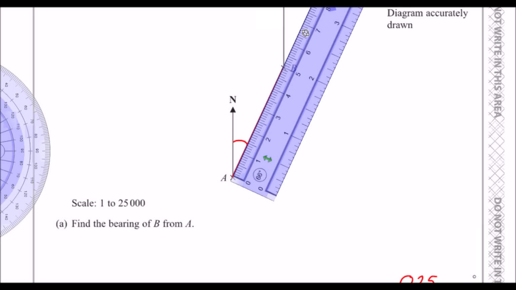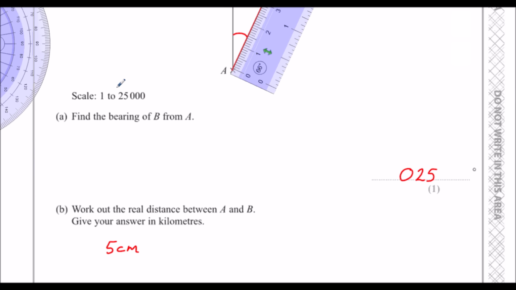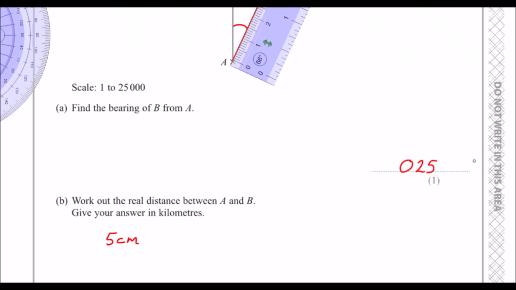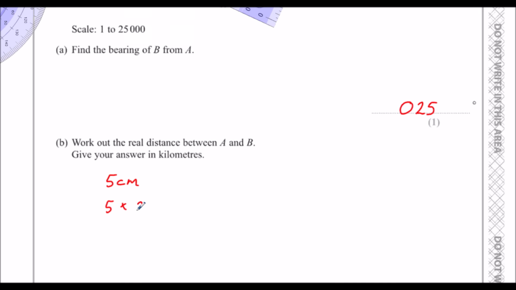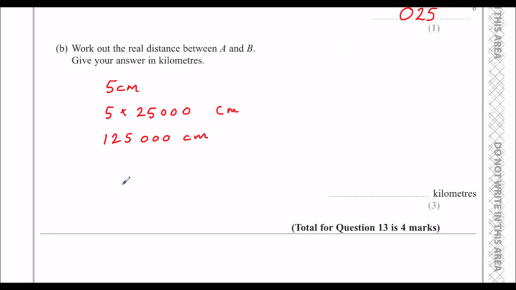So we get our ruler, measure the line between A and B. So it's 5 centimeters on the map. And the scale is 1 to 25,000. So it's 5 times 25,000 centimeters. 5 25s are 125. So it's 125,000 centimeters. I can change it into meters by dividing by 100.